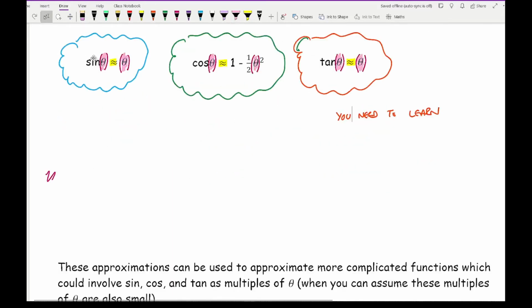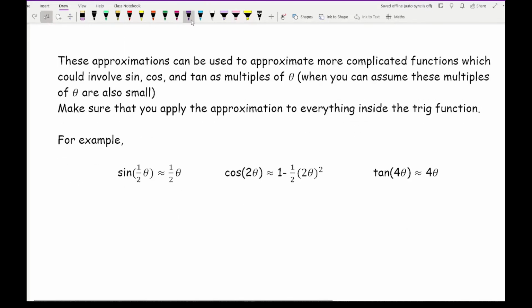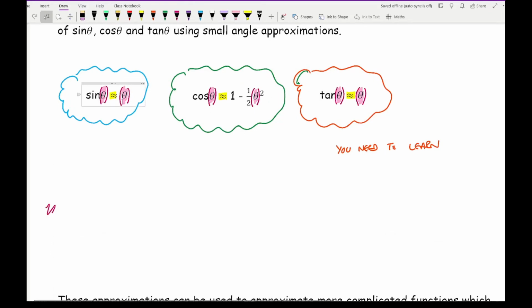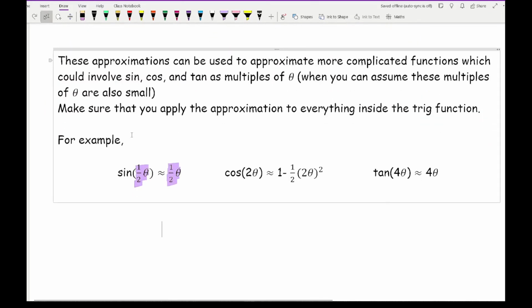The reason I do that is because these approximations can be used to approximate more complicated functions which could involve sine, cos and tan as multiples of theta, where you can assume these multiples of theta are also very small. The key thing is to make sure that you apply the approximation to everything inside the trig function. So here I've got sine half theta, so that is approximately half theta, because sine theta is approximately just theta when theta is small.